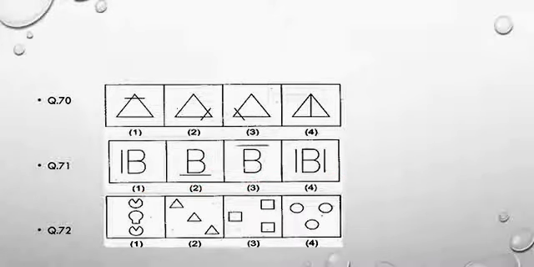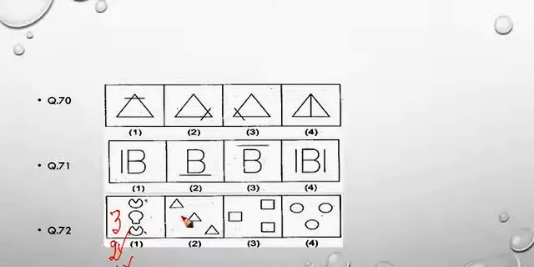Let's go to question number 72. There are 4 options given. When we see option 1, there are two designs. The design at the bottom and the design at the top are similar, but the design in the middle is different. In other words, there are three designs in problem figure 1, out of which two are same and one is different. So let's examine in case of option 2.